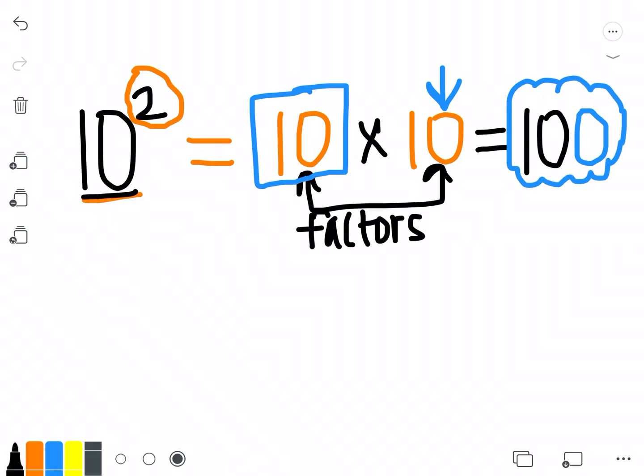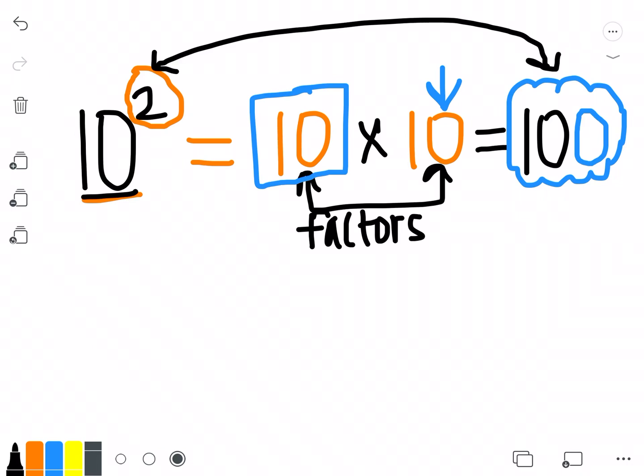Now, a little tip that we're going to talk about in a minute is if you look at your exponent and look how many zeros are in your number, or in your product, your answer. The exponent is 2, zeros. The exponent is 2, zeros.